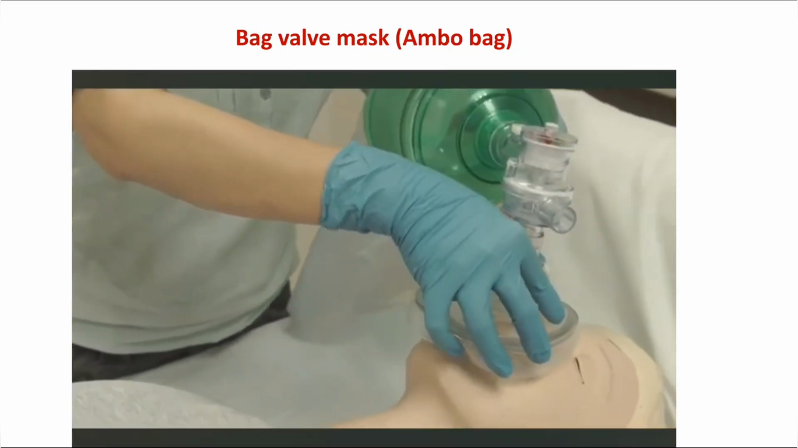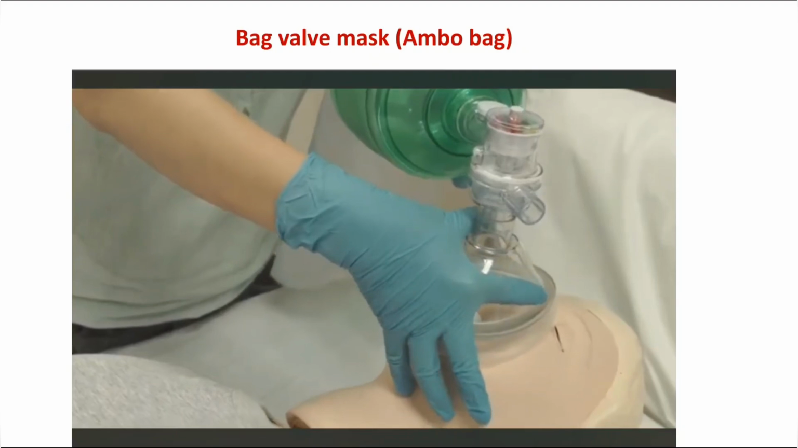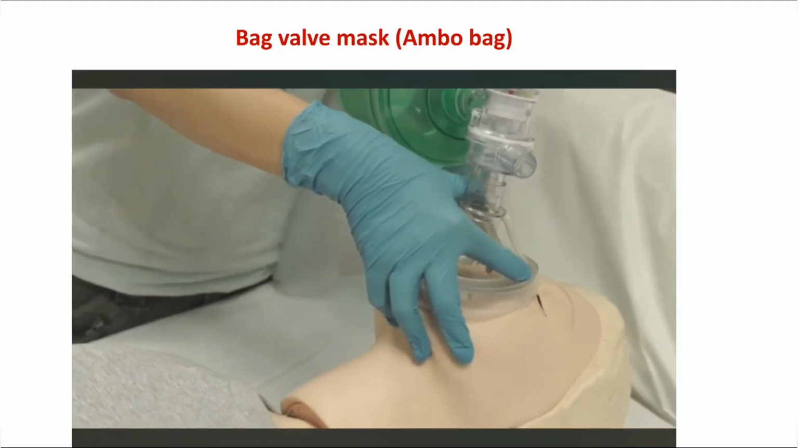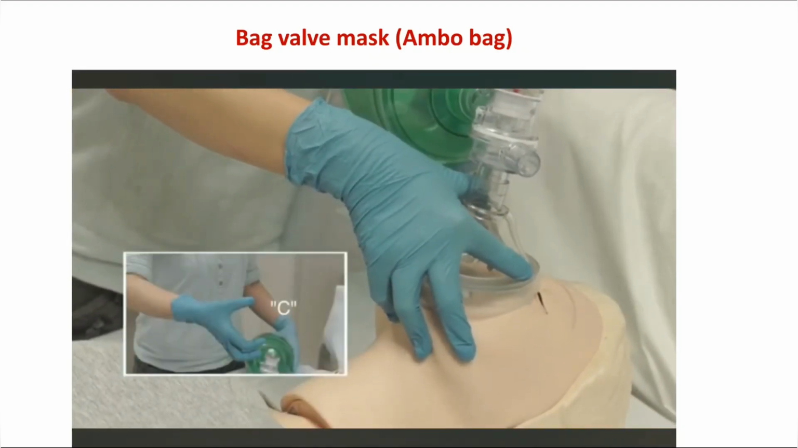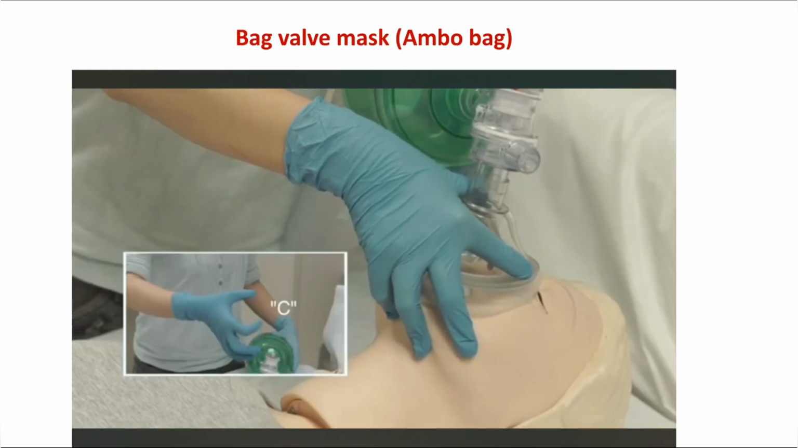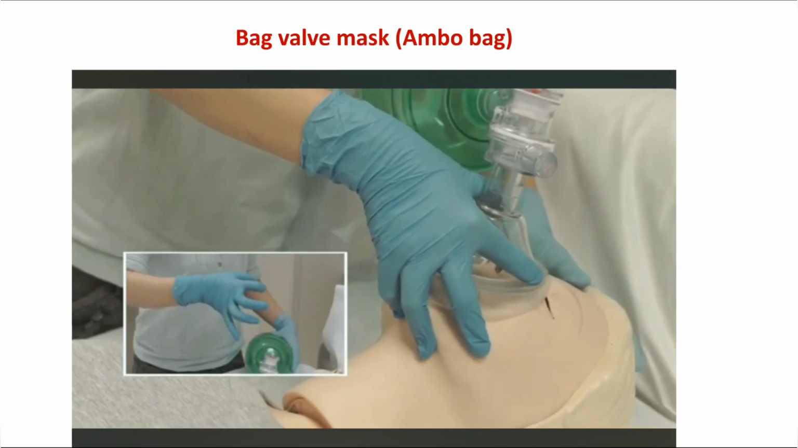Gently cover the patient's nose and mouth with a face mask. Create a firm seal with one hand. Use your thumb and index finger to form a C on top of the mask. Spread the other 3 fingers along the patient's jawbone in an E shape.